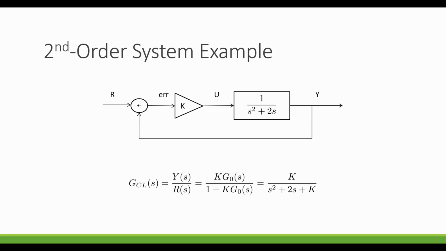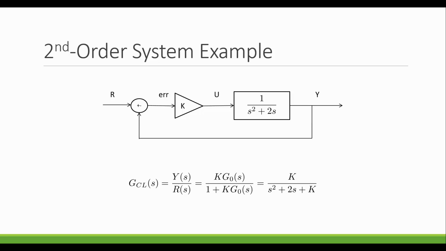So if we look at the closed loop transfer function, again that's Y over R, in this feedback controller, this negative feedback loop, we're going to have KG over 1 plus KG. Applying our specific plant, that G naught, 1 over s squared plus 2s, and cleaning up the algebra a little bit, we get that the closed loop transfer function is K over s squared plus 2s plus K. So the poles of the closed loop transfer function are not going to automatically be 0 and -2. They are going to depend on the selection of K.